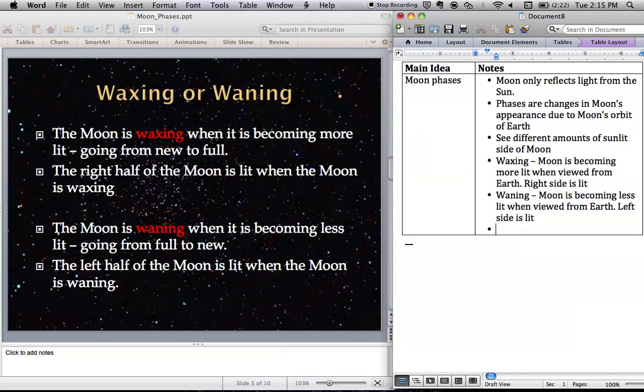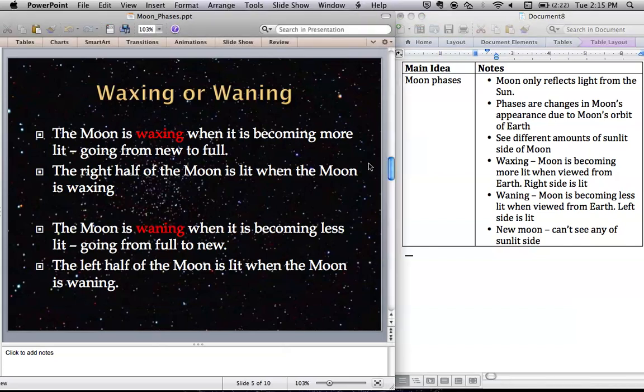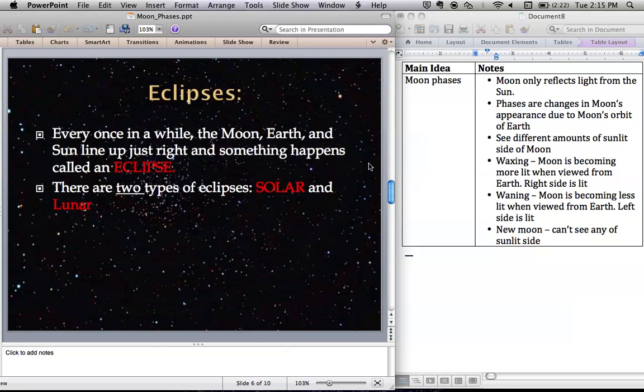And then we have what we call a new moon, is we can't see any of the sunlit side, right? And full moon, you're welcome to write in your notes as well. That's when we can see the entire lit side of the moon. But that's kind of obvious. We know what a full moon is. All right, so those are phases of the moon.